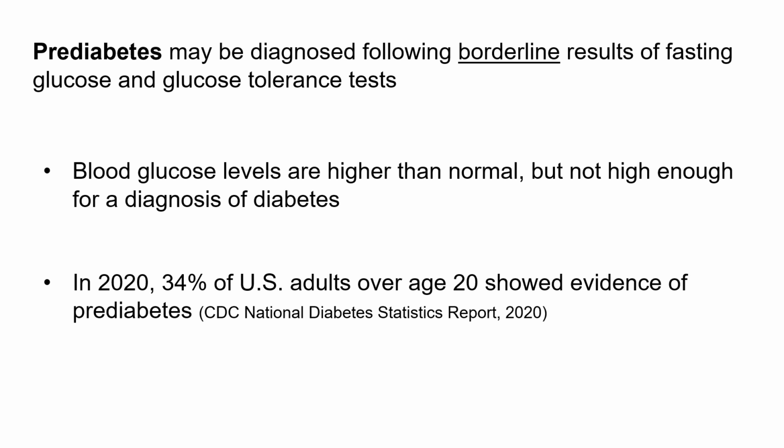Then there's the condition of pre-diabetes. And check out that statistic in the bottom bullet point there. Currently, 34% of US adults, that's more than 1 in 3, a third of us, have evidence of pre-diabetes. So we are starting to lose control over our ability to regulate blood glucose. So blood glucose levels are higher than normal, but not high enough for a diagnosis of diabetes. That's 1/3 of us.